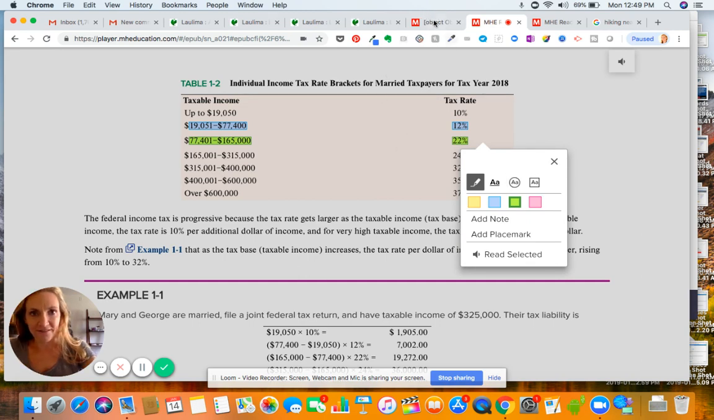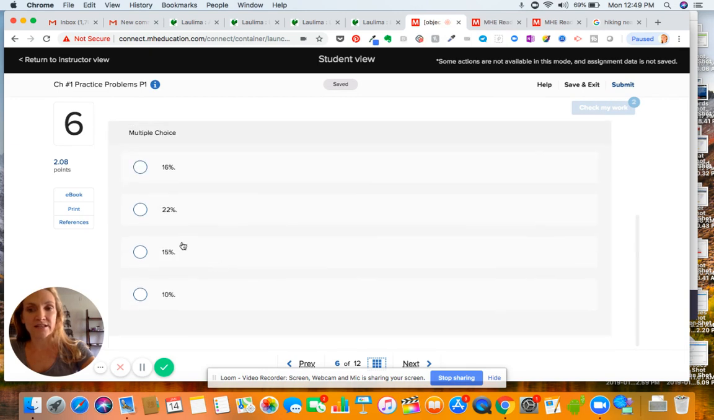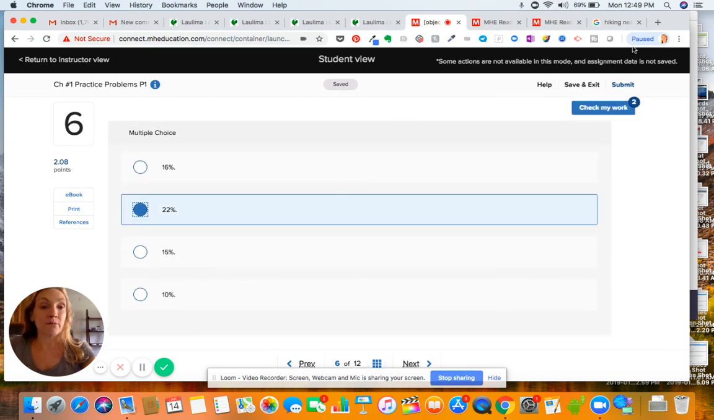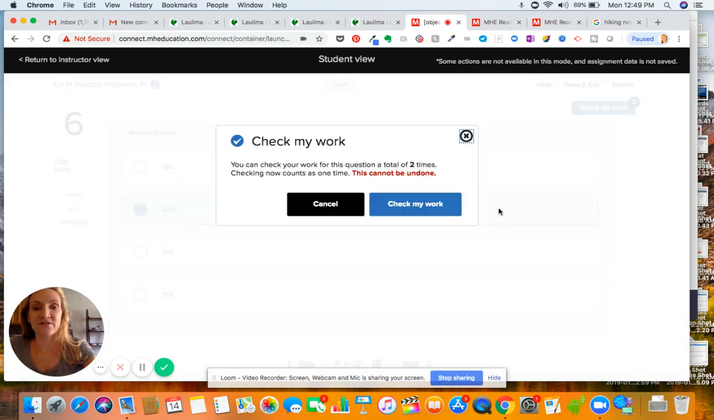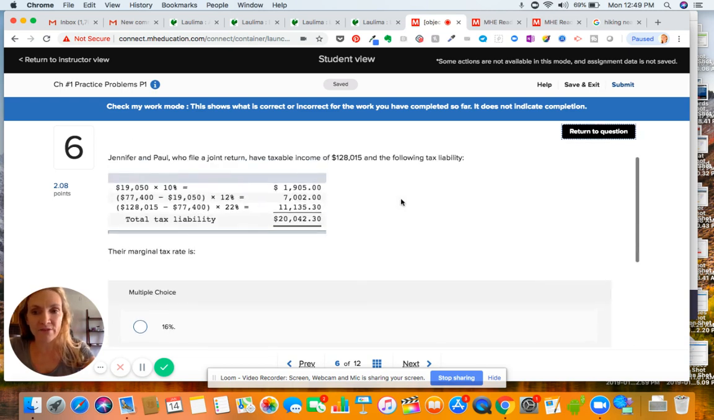However, that's the answer to the question. Their marginal tax rate is, so we'll select 22%. Remember, you get to check your work, so you could check to see if it's right or not before even submitting. Oh, look at that, we are right, we can submit. But back to this tax liability calculation.